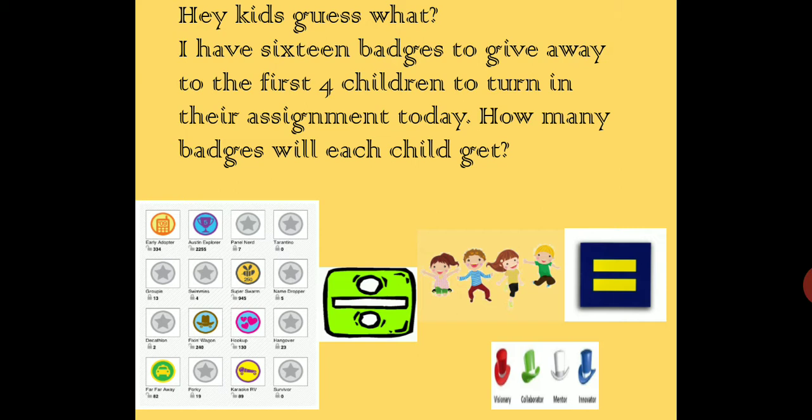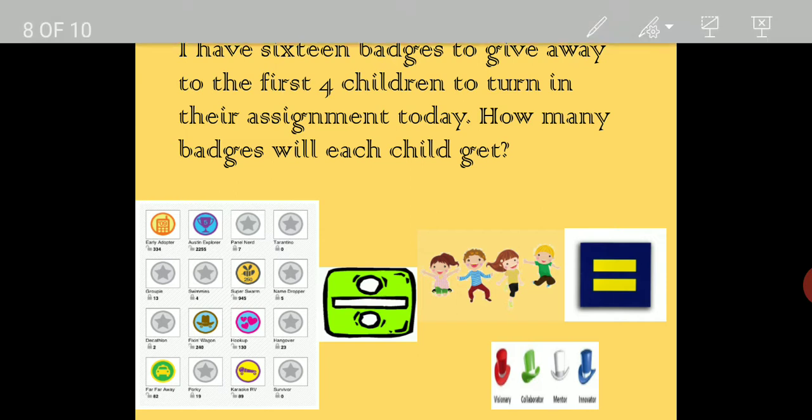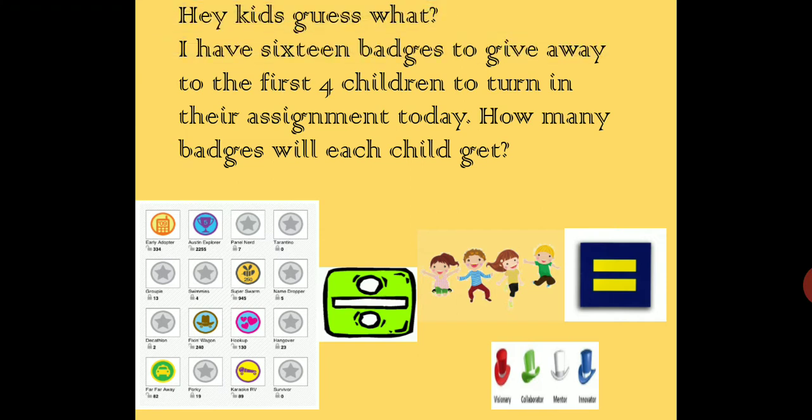So here you see 4 children and 16 badges on this side. Let's see how many badges. 1, 2, 3, 4. So each child will get 4 badges. Okay, that's a beautiful giveaway today. And guess what? It's giving away to you guys, the first 4 of you to finish my evaluation. So are you excited to see the evaluation questions? I am excited for you. So here they come.